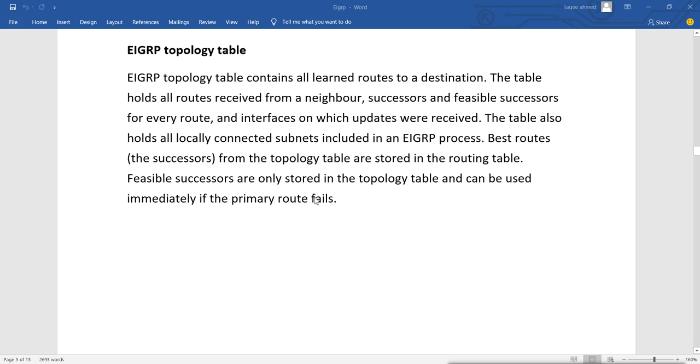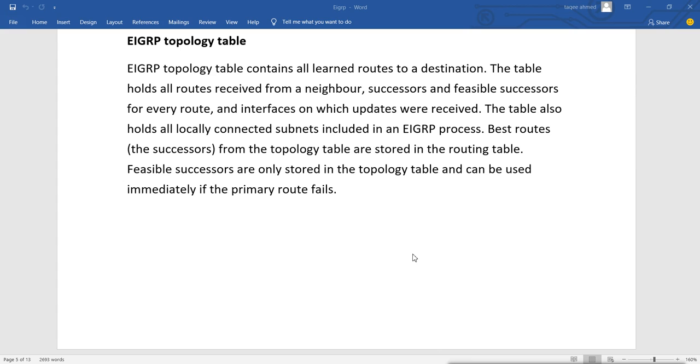So basically the EIGRP topology table contains all learned routes to a destination. The table holds all routes received from the neighbors, the successor and feasible successor for every route, and the interfaces on which updates were received. The table also holds all locally connected subnets included in an EIGRP process. The best routes, the successors from the topology table, are stored in the routing table, and feasible successors are only stored in the topology table and can be used immediately if the primary routes fail. So this is how EIGRP works, and these are some of the things we have in EIGRP.